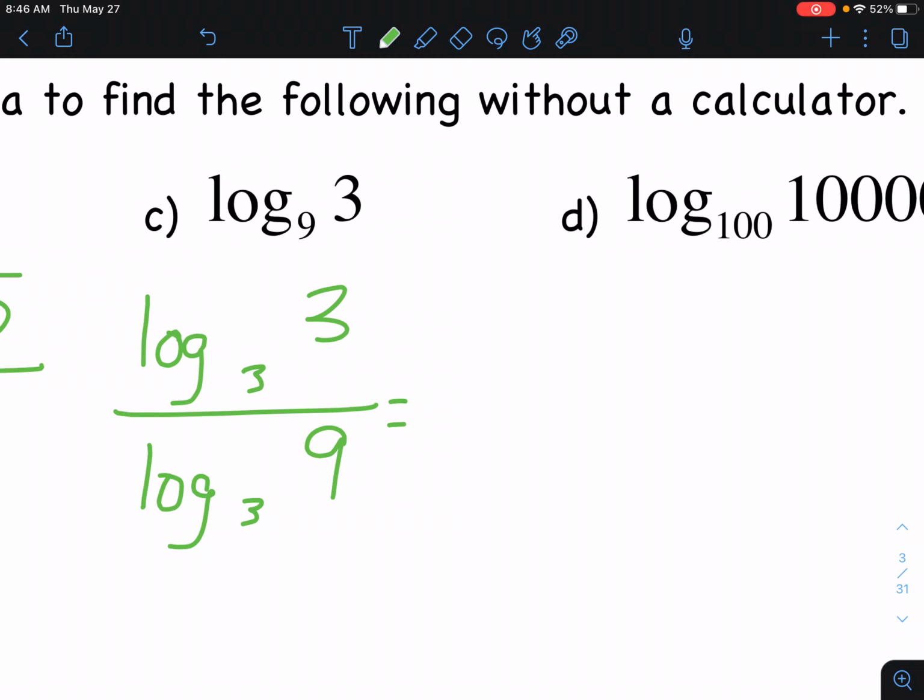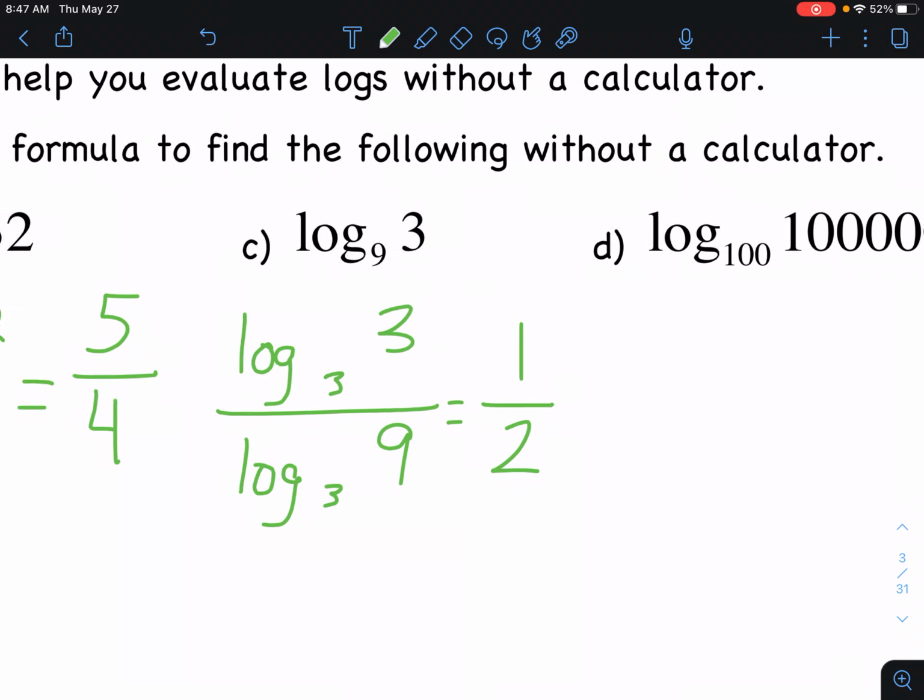The top, pretty easy. 3 to the power of what is 3? 1. 3 to the power of 1 is 3. And the bottom, 3 to the power of what is 9? 2. 3 to the power of 2 is 9. So your answer is just 1/2.